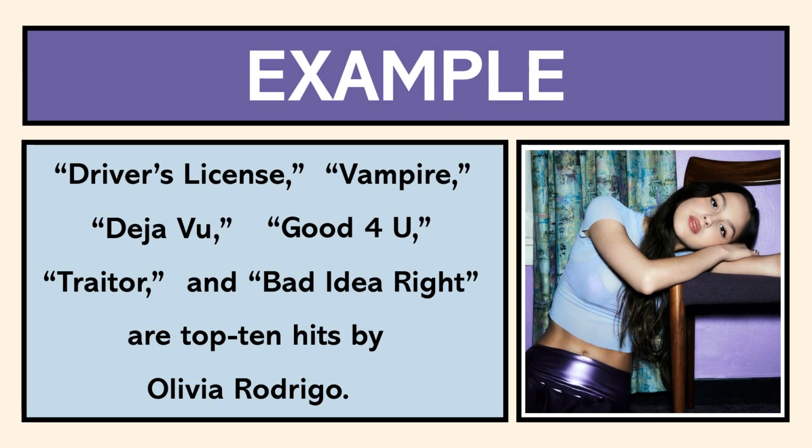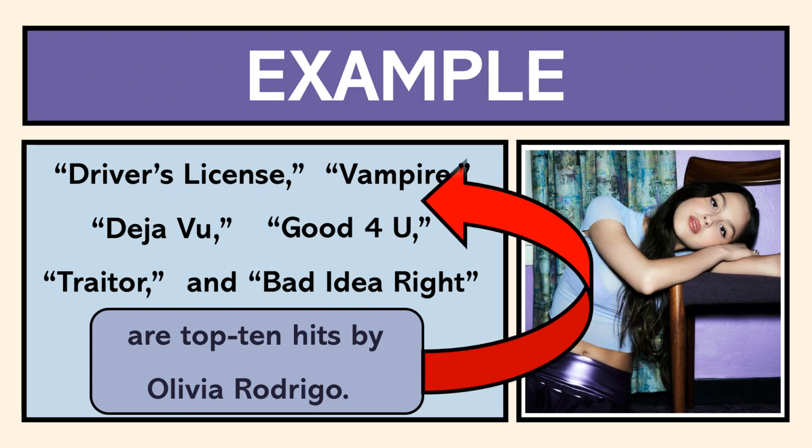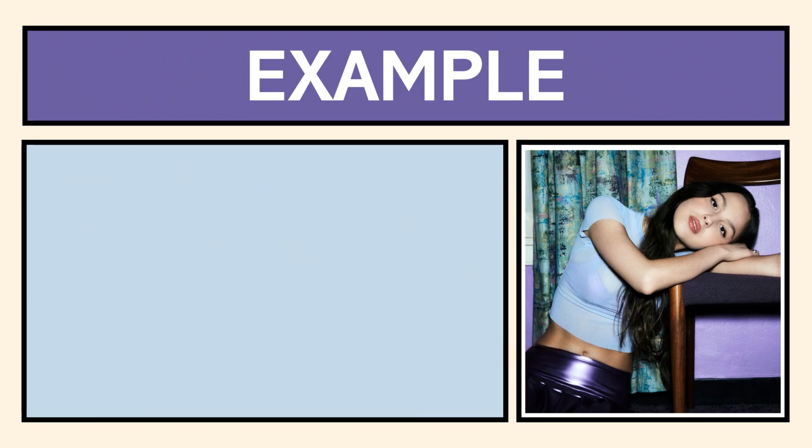Let us return to the Olivia Rodrigo example. Initially, we have these 6 songs, and then we say that they are top 10 hits by Olivia Rodrigo. This is our basket. This is our framework. This is our context. And the reader, now that they have it, has to go back and think of all the songs we just listed to categorize them.